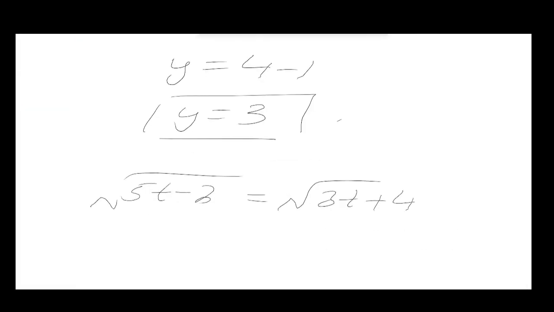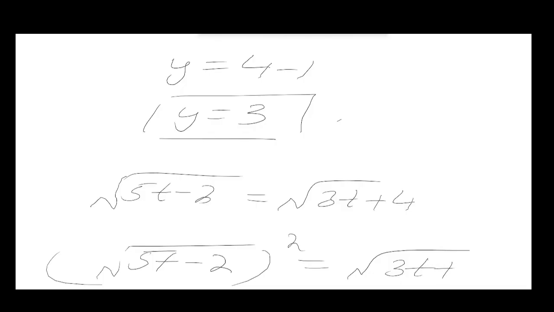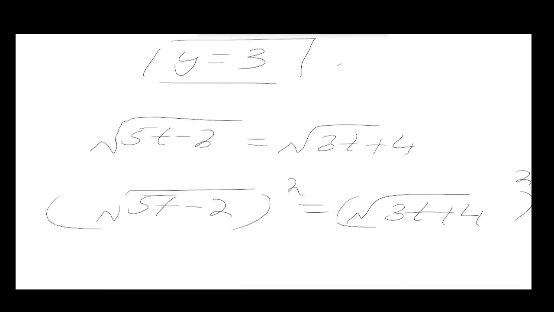Okay, so how can we proceed with this expression? Firstly, we're going to be taking the square on both sides. So we can write radical 5t minus 2 whole squared, and we are going to do the same for radical 3t plus 4. So we can write radical 3t plus 4, and then take whole square on both the sides. After doing that, the square would get cancelled with the root, and then we have 5t minus 2 is equal to 3t plus 4.